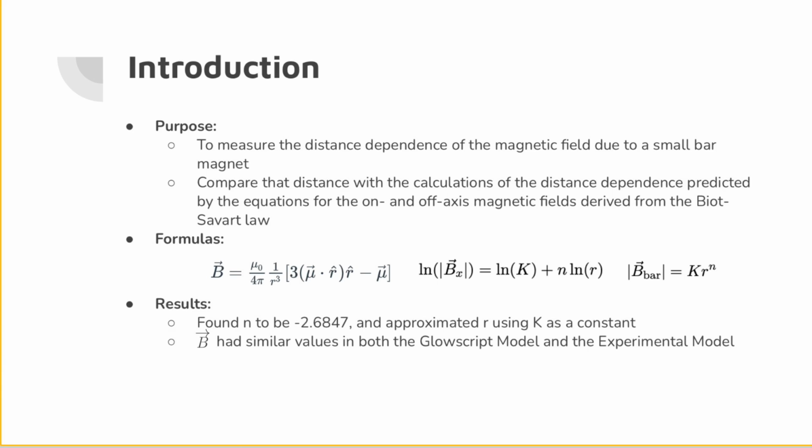For the results, we found n to be negative 2.6847 and approximated r using the k constant. And we found that the magnetic field had similar values in both the GlowScript model and the experimental model.